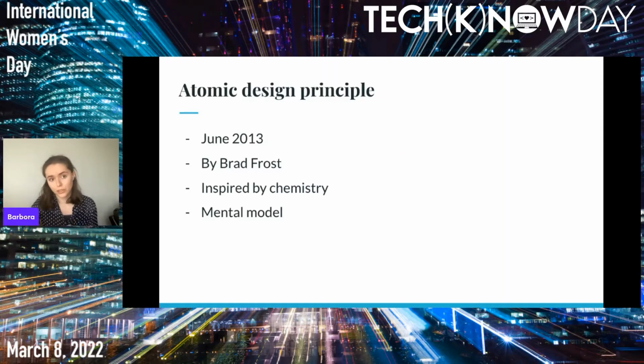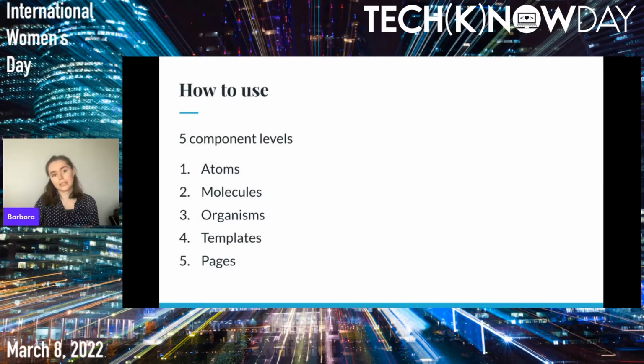It is really important to note that the atomic design principle is a mental model. It isn't a framework, it isn't a library which you can install within your application. It is really a method for categorizing your components and allowing you to structure them so that you can maximize efficiency and make it as friendly for the developers as possible. In terms of using the atomic design principle, there are 5 component levels. These 5 levels are atoms, molecules, organisms, templates, and pages.